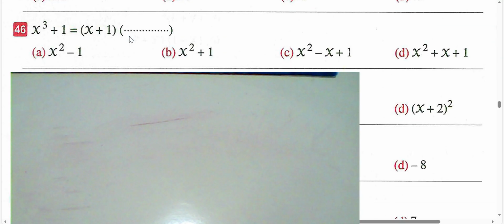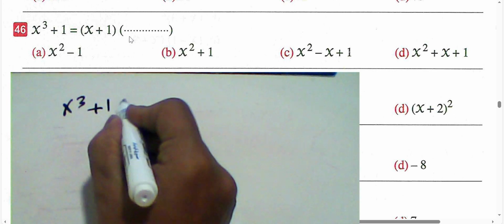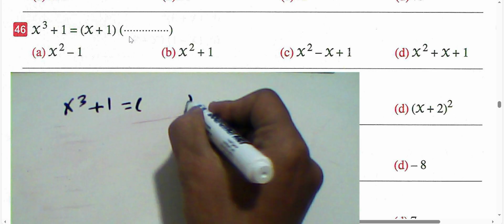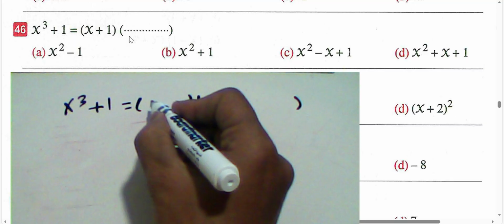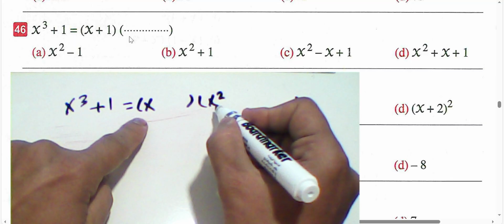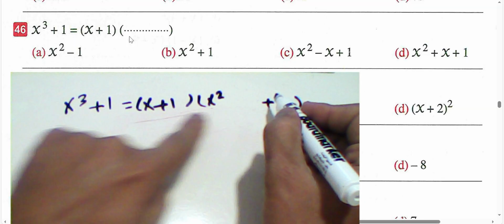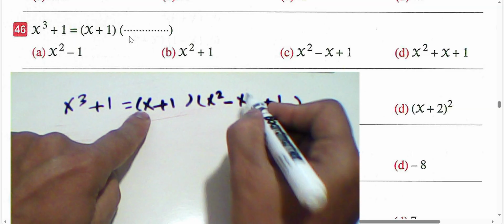Next question. We have x power 3 plus 1. We can factorize the expression: write small brackets and greater brackets. x power 3, the cubic root of it will be x. x will be x power 2. The cubic root of 1 will be 1, and 1 power 2 equals 1. And the middle: the first and second, change the sign.